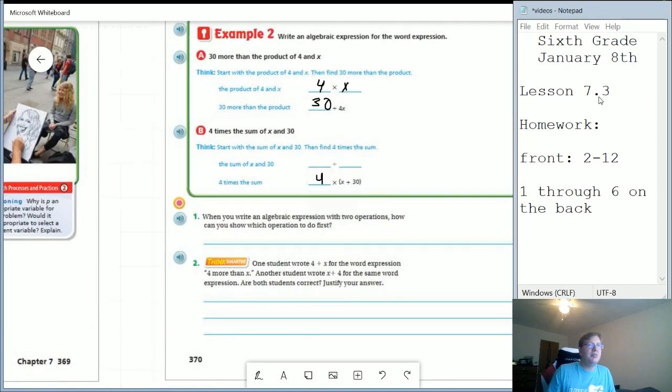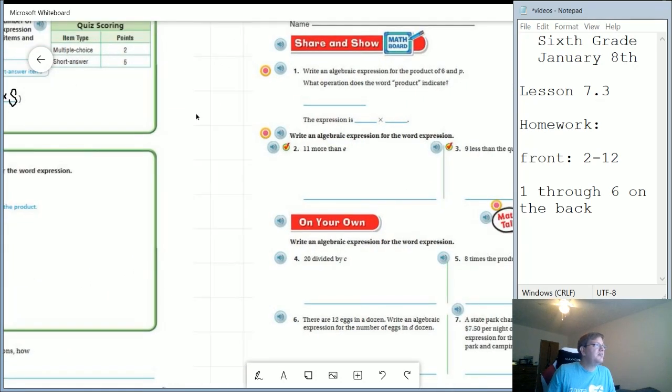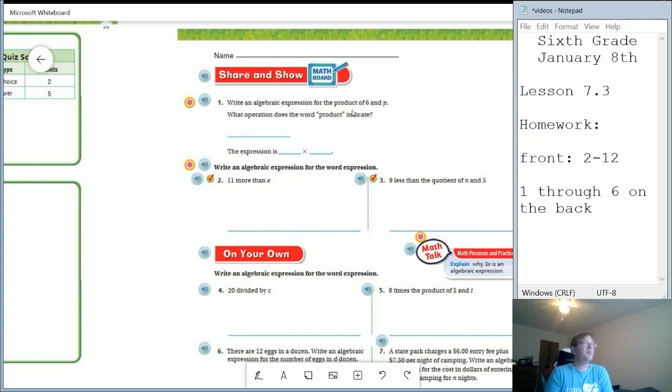All right, let's go on to the next page. So we want to write an expression for the product of 6 and p. And what operation does the word product indicate? Big hint. If we look at the problem, that's going to give us an idea of what we're looking for.